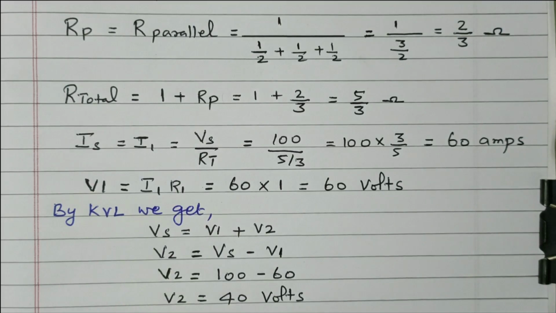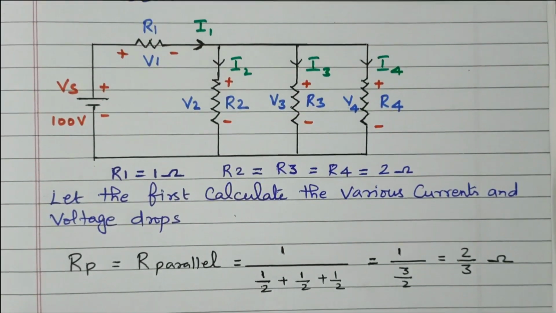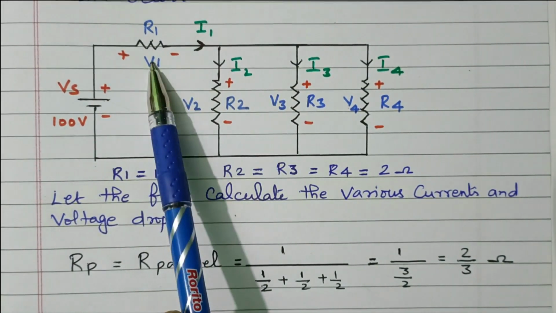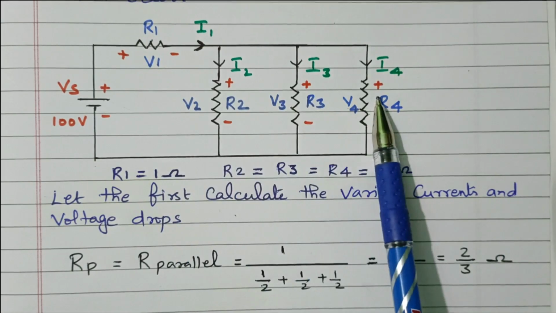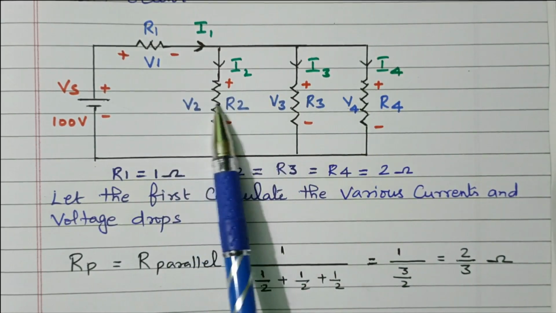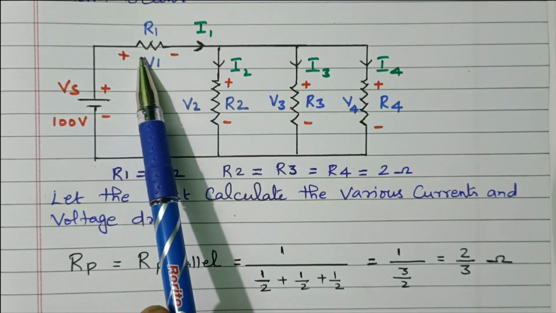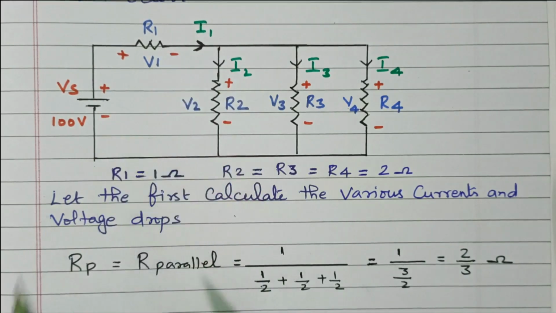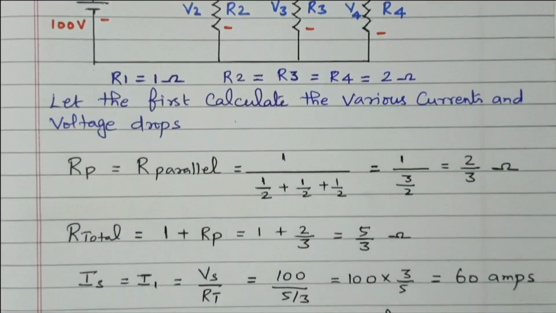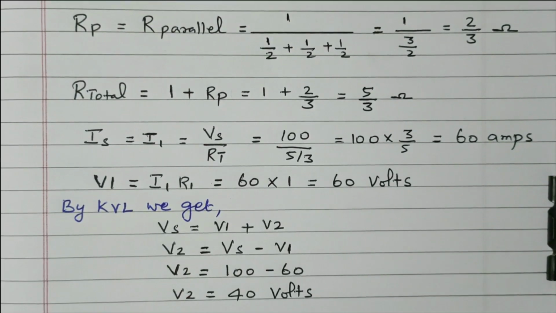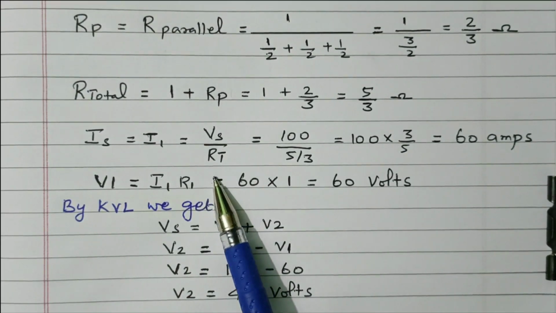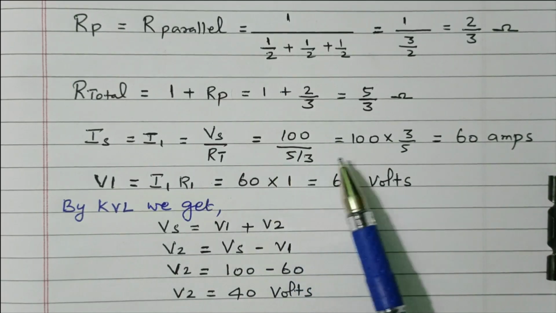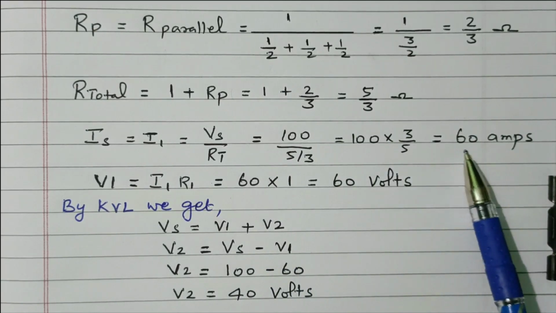Now we'll refer to the diagram again. This is R1, whose value is 1 ohm. This R1 is in series with this parallel combination, so 1 plus 2/3. Similarly, the source current IS is equal to the current I1, because R1 is connected in series with the source. So that is Vs divided by RT. Vs is 100 volts and the total resistance is 5/3. So it is 100 times 3/5, which is equal to 60 amperes.